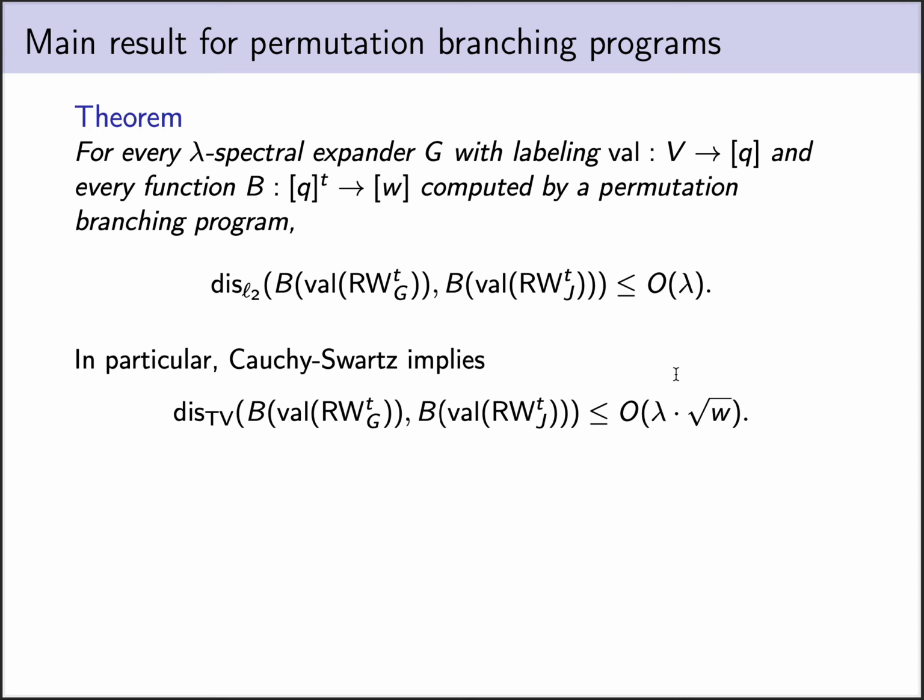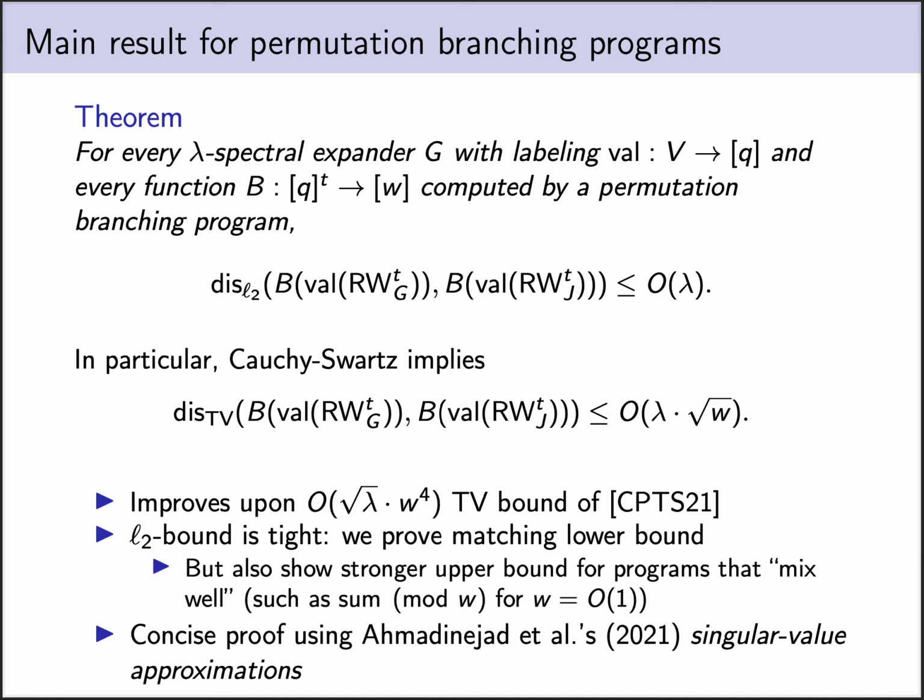And applying Cauchy-Schwarz, we directly get a big O of lambda root W total variation bound. Now, this total variation bound improves upon the big O of root lambda times W to the fourth total variation bound of Cohen et al. Actually, we showed the L2 bound is tight, but we're not yet sure about this total variation bound. So it's an interesting open question whether, for programs of large width, we can improve upon this root W factor.